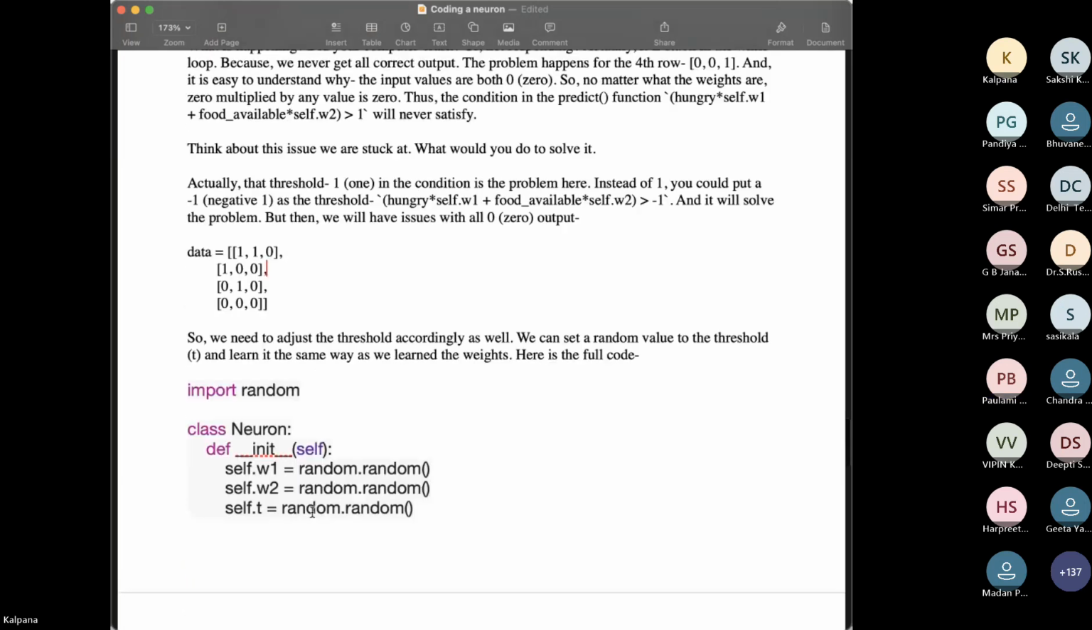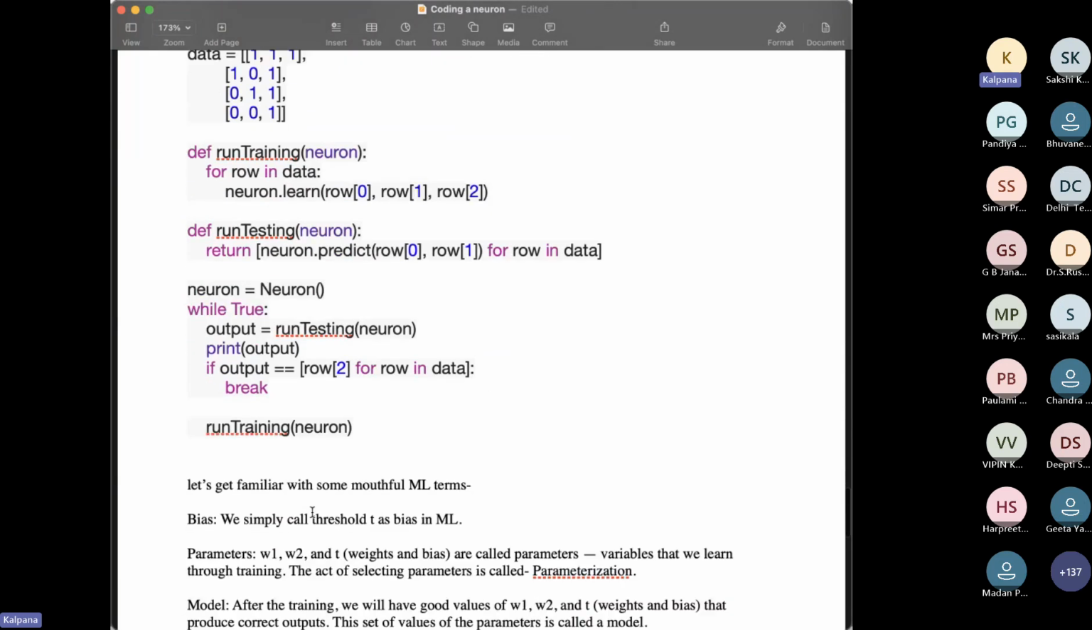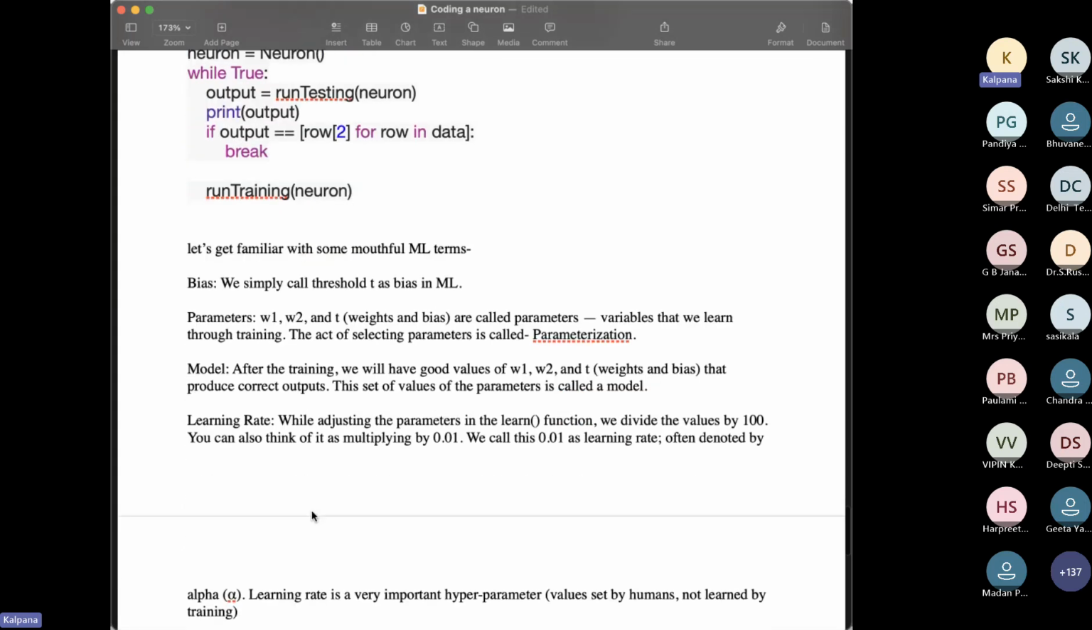Okay. Anyone having any other doubt in this concept that has been explained? Have you understood the meaning of bias, parameters, model, learning rate, epoch?